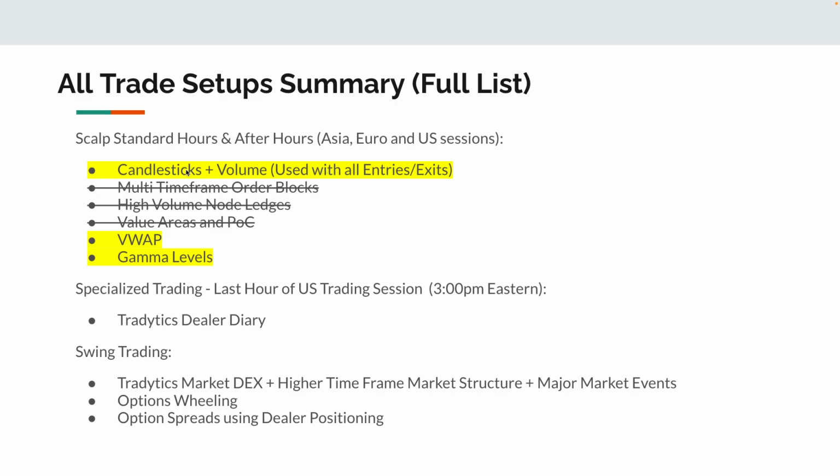One thing I want to note is that candlesticks and volume are going to be used with all of these concepts. So all entries and exits will always be leveraging candlesticks and volume. That's how we determine things like stopping volume, or if we're going to be able to get a good entry. In future videos we'll also be talking about TradingView dealer diary, which is some specialized trading that we can do, and then some swing trading concepts as well.